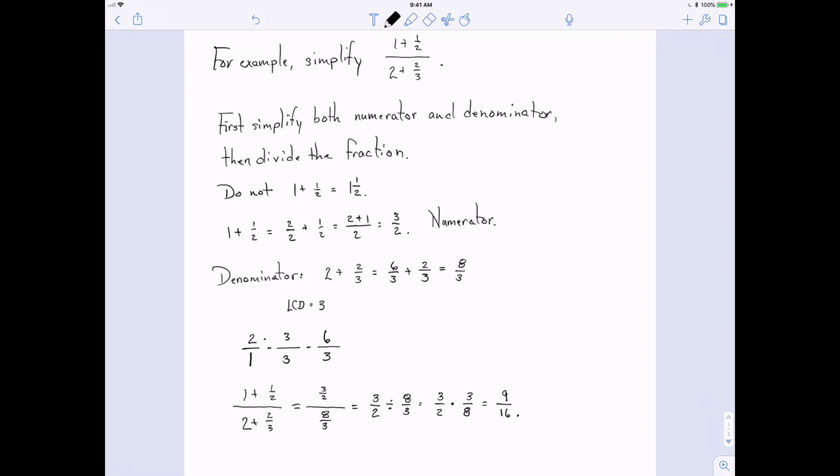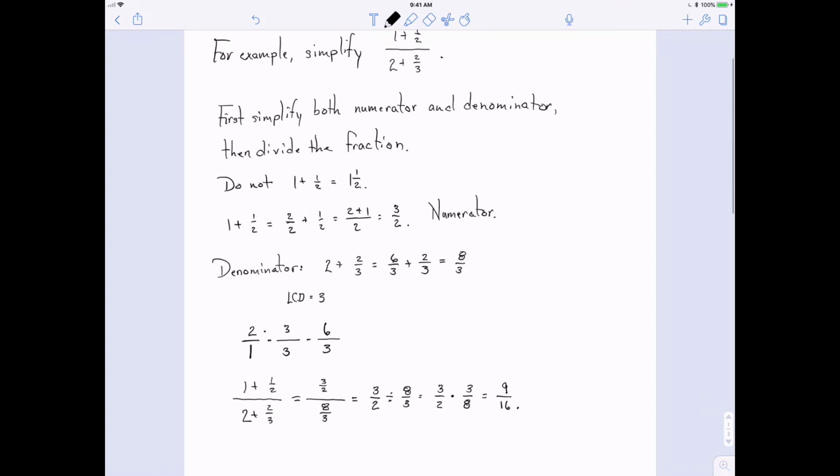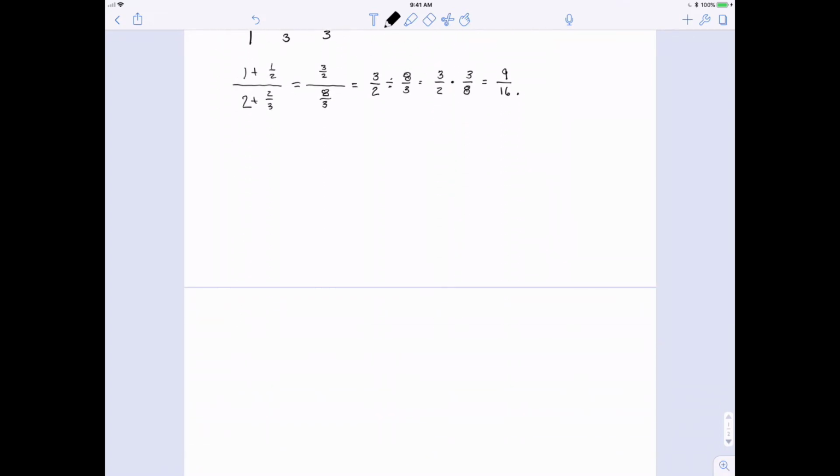Now, that was a simple example using fractions like we're more comfortable with. So the natural extension now is to try one of these problems that has a few more steps. So here we go. Let's try another one. Let's try this. Simplify 1 minus 4 over x squared over 1 plus 2 over x.